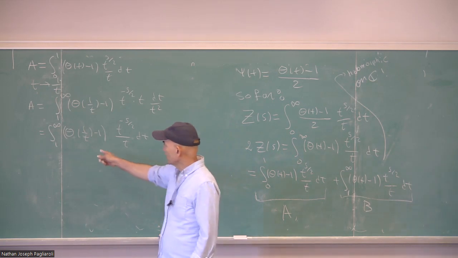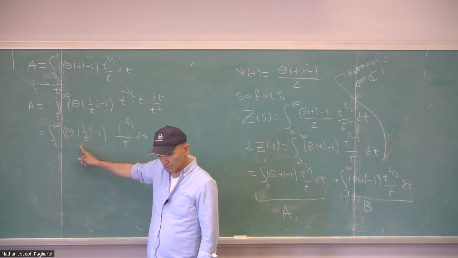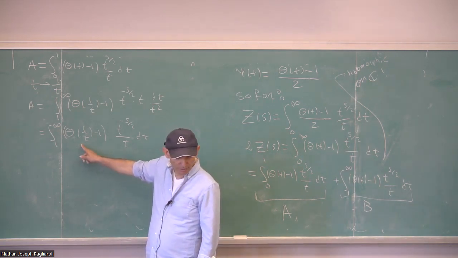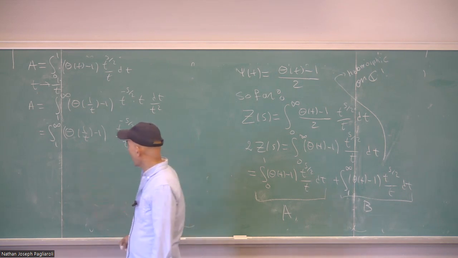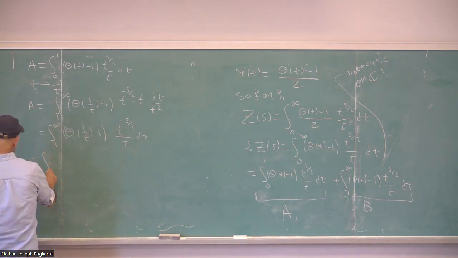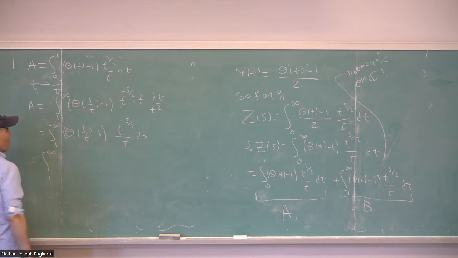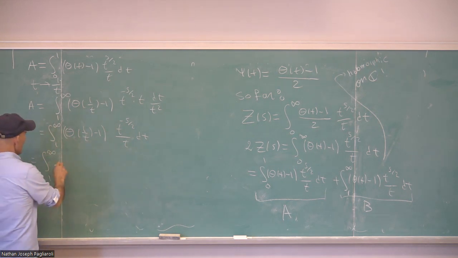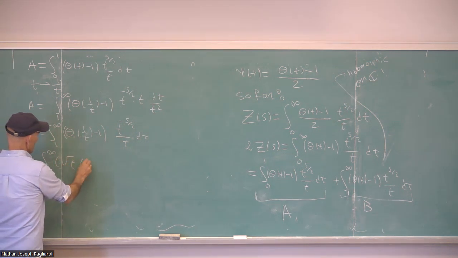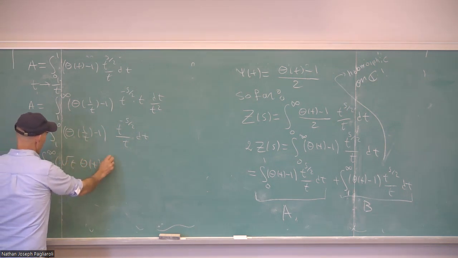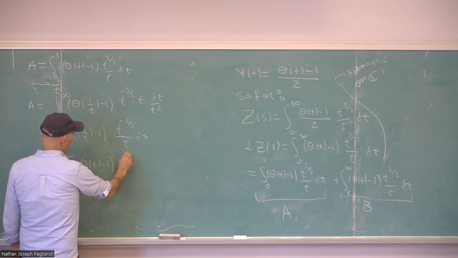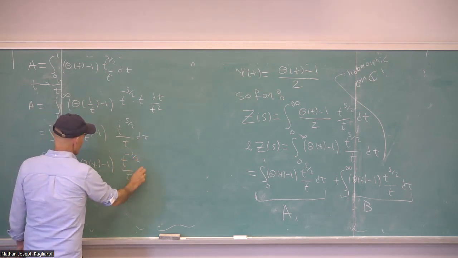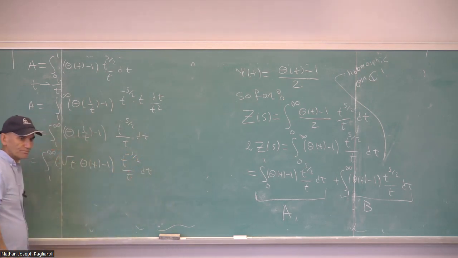Now I'm going to use Poisson's or Jacobi's identity for theta of 1 over t. So I just replace it. What is theta of 1 over t? Well, theta of t was equal to 1 over root t theta of 1 over t. So that's root t theta of t. Okay? So that's root t theta of t minus 1, times t to the power minus s over 2 over t dt.